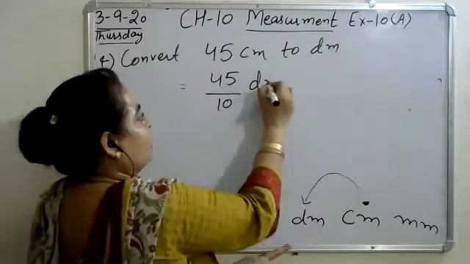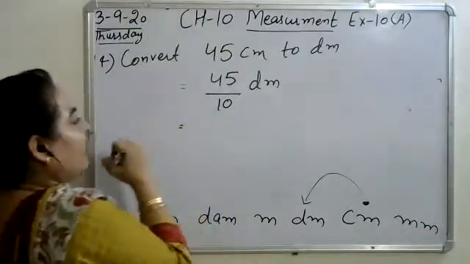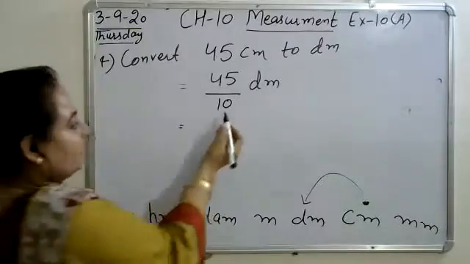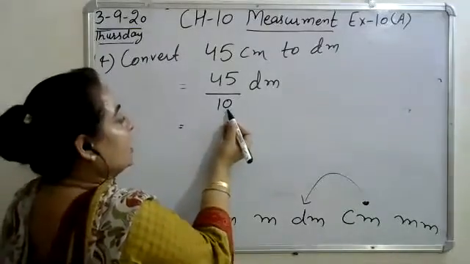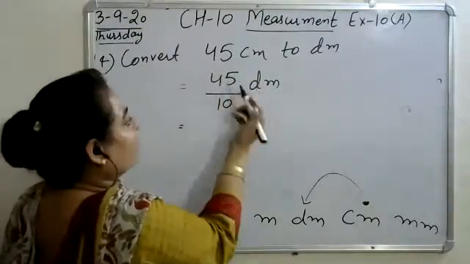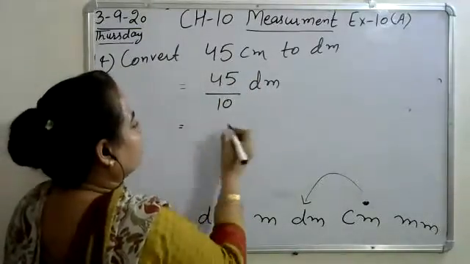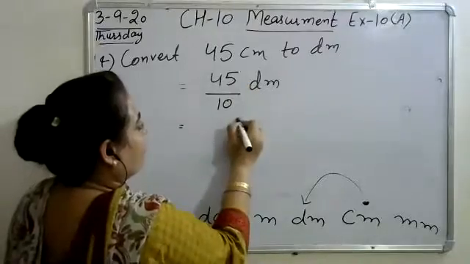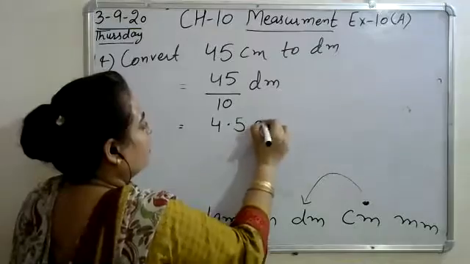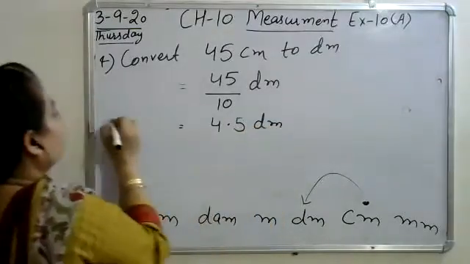Now, decimeter. There is a 0 in the denominator, this 0. A 0 in the denominator means in the numerator, after one digit you will put the decimal. So you will write here 4 decimal 5 decimeter. So this is the way to solve the sum.